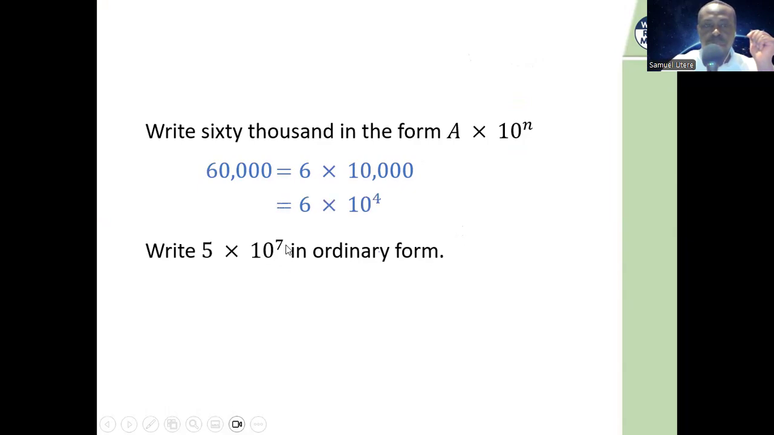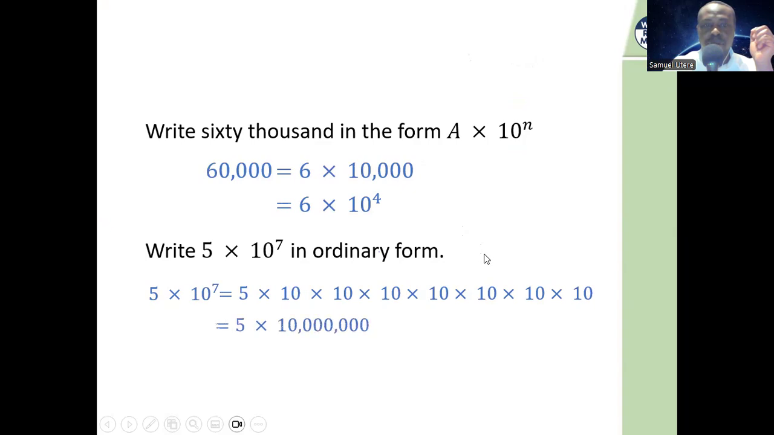Now, to write this as an ordinary number, we know that 5 times 10 to the power of 7 is going to be 5 times 10 times 10 times 10 up to 7 places. Now, that is the same as 5 times 10 million. Yeah, 1 and 7 zeros. Now, your answer is 50 million.